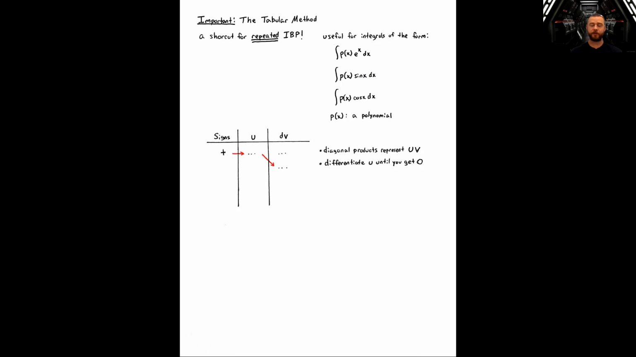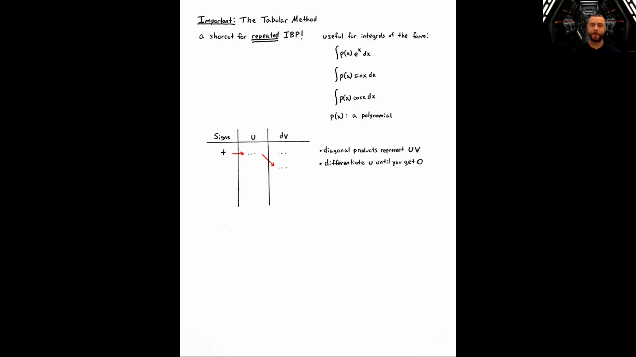So this is called the tabular method since we set it up in the form of a table. We have three columns. We have a column for u. In that column for u, we're going to successively differentiate. Remember, with u, we differentiate to get du. And then in the rightmost column, we have dv. That column, we're going to successively integrate, since when we choose dv, we integrate to get v.